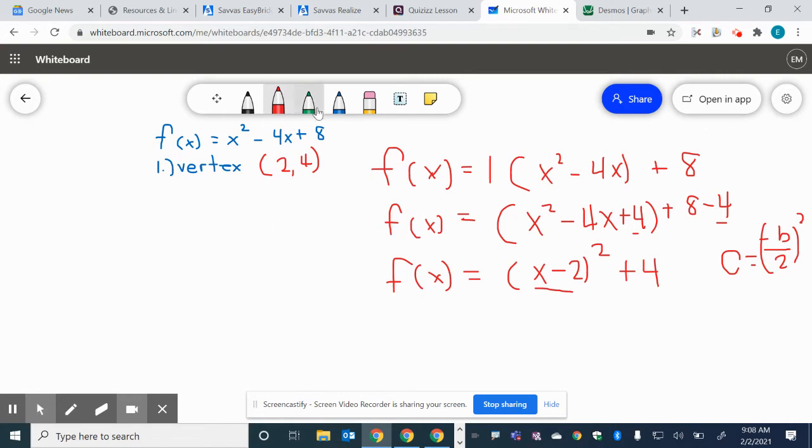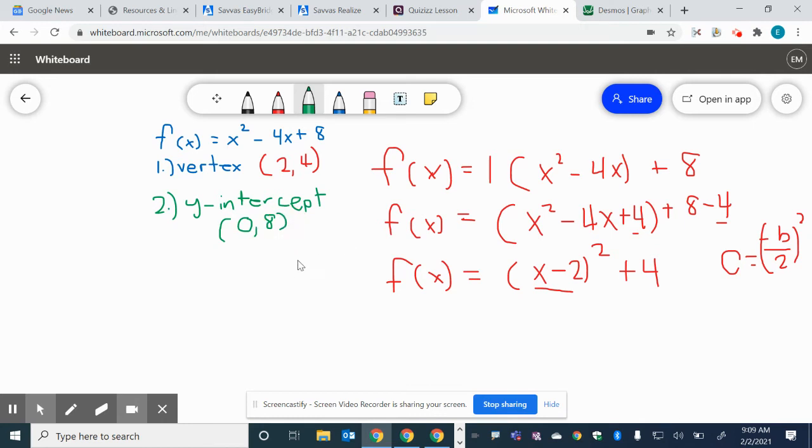The next key point we're going to want is the y-intercept. The y-intercept is very easy to find when you're in standard form, because by definition, the y-intercept is when x is equal to 0. Well, if I put in 0 for x squared, I get 0. If I put in 0 for -4 times x, I get another 0. 0 minus 0 plus 8 is 8. Remember, x was 0, y is 8. So now I have 2 points on the graph.